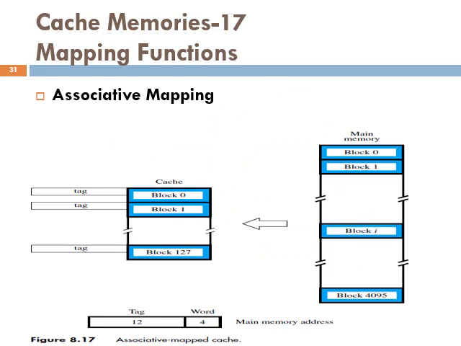Let us see about associative mapping, in which a main memory block can be placed into many cache block positions. So in the diagram, 12 tag bits are required to identify a memory block when it has resided in the cache. The tag bits of an address received from the processor are compared to the tag bits of each block of the cache to see if the desired block is present. This is called associative mapping.